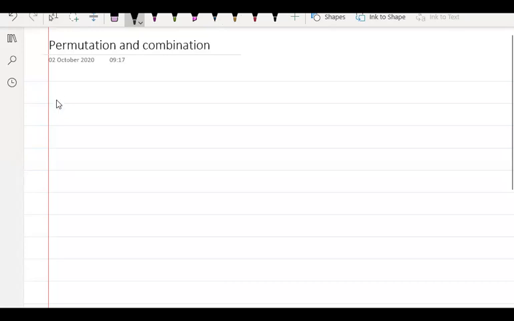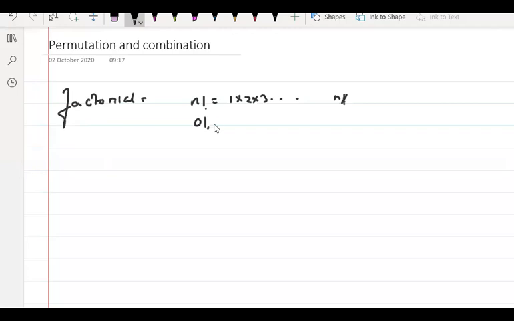We studied what is factorial. Factorial is basically the continuous multiplication of natural numbers, right? The continuous multiplication of natural numbers up to n is your n factorial. What is 0 factorial? Tell me. 1. Very good.